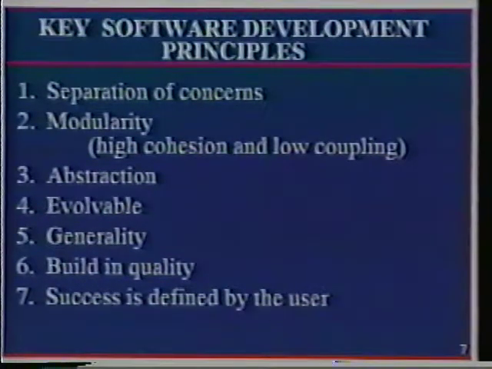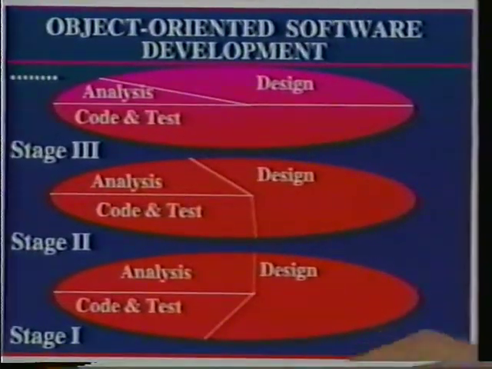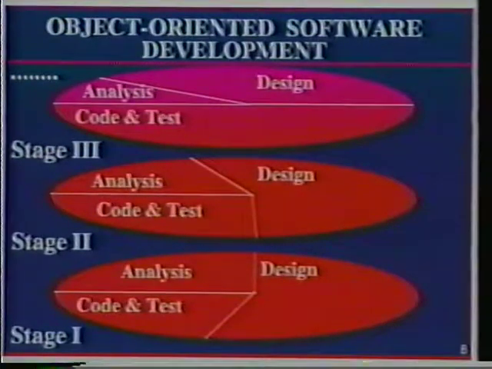Now, if you look at the object oriented principles that we have mentioned, you would see that there are a number of features that are already implicitly incorporated into the object oriented concept. For example, encapsulation will take care of modularity and separation of concerns. We talked about abstraction. We can evolve the objects in a fairly flexible manner by subclassing and adding new features. And generality, building in quality, and success are the same whether you are talking about object oriented systems or conventional software development systems. So there are some features which are unique to object oriented systems, and there are certain features which are common in whichever language or methodology you use.